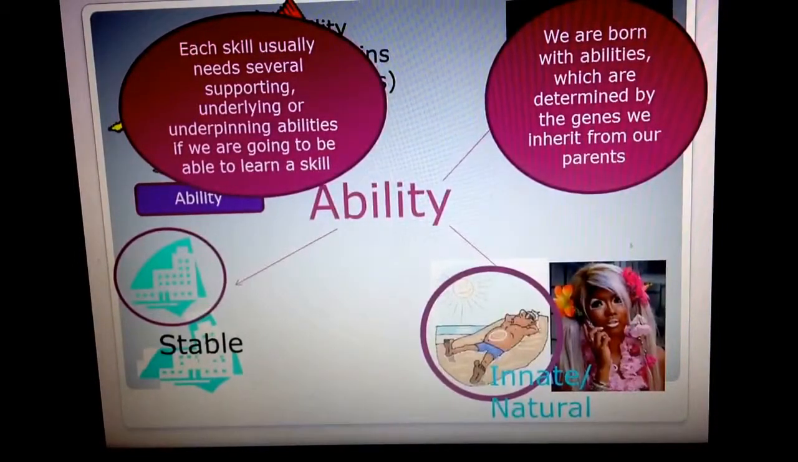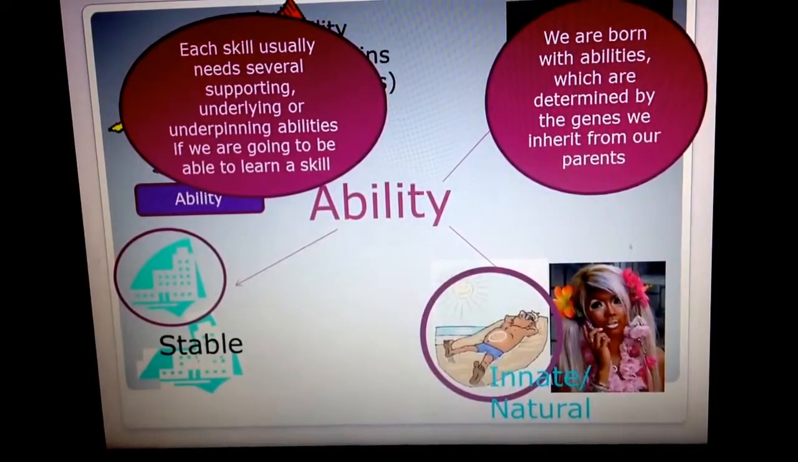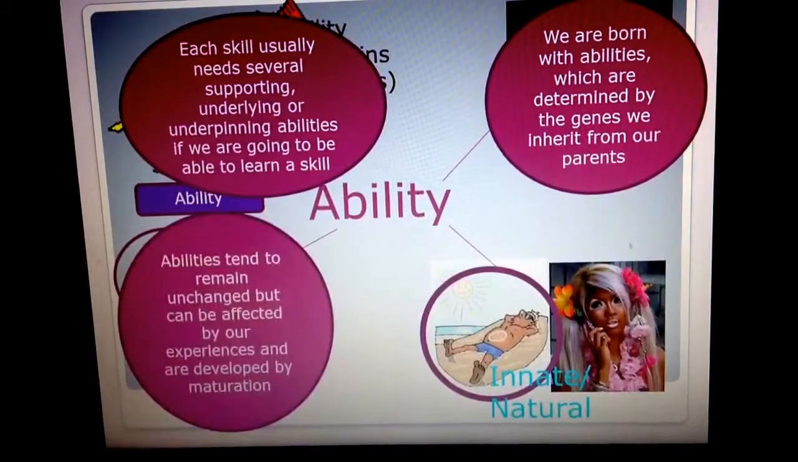So we're born with abilities. These abilities that we're born with are determined by the genes we inherit from our parents. So quite often you might hear a comment, oh, you're so-and-so, just like your dad. Oh, that's quite natural to you, the same as it was when I taught your dad. So it comes quite naturally.